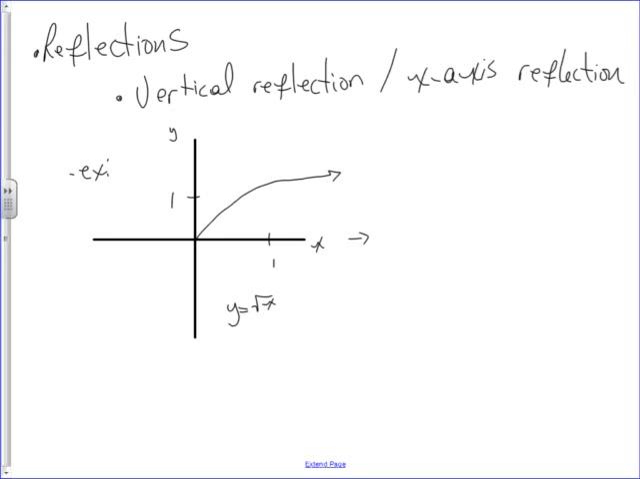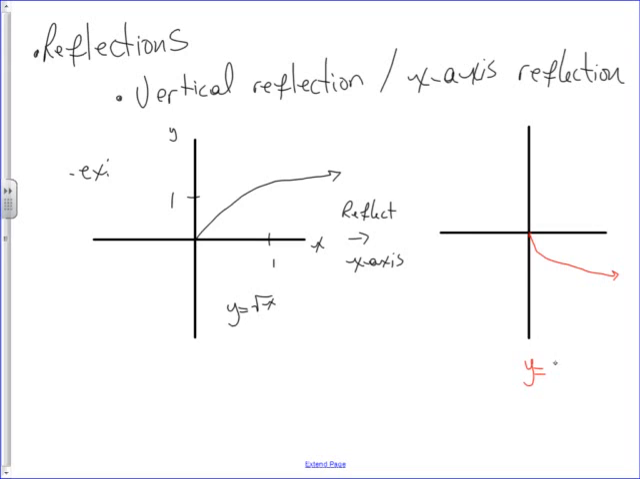Now, to reflect this over the x-axis, this is what it's going to look like. Let me draw in my axes. It's going to keep the same shape, but now it's going to look like this. Same overall shape, just upside down. So this would be y equals the negative square root of x.